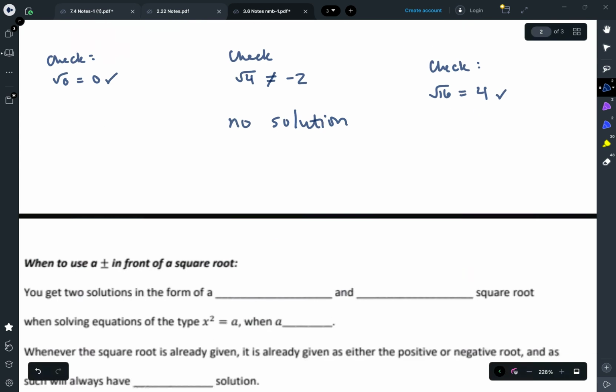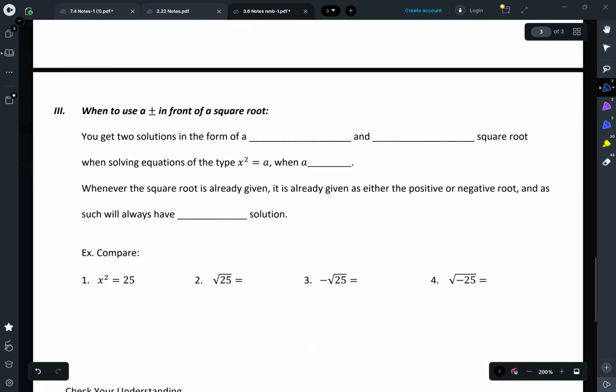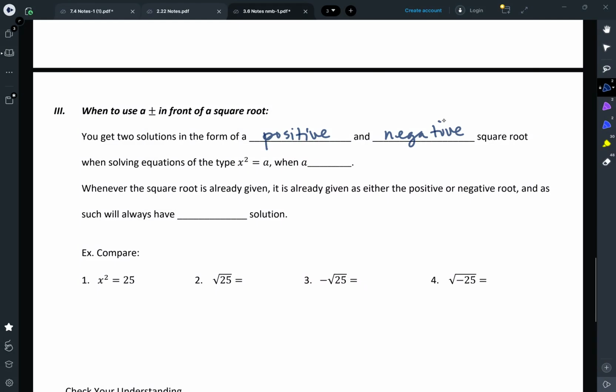All right, and on to the next page, last page. When to use plus or minus in front of a square root. I've got this page of extra notes of things I want to make sure to show you. So you get two solutions in the form of a positive and negative square root when solving equations of the form x squared equals a when a is positive. So I'm going to write a greater than 0, and then I'm going to write plus or minus up here. Whenever the square root is already given, it's already given as either the negative or positive root, and as such, we'll always have one solution.